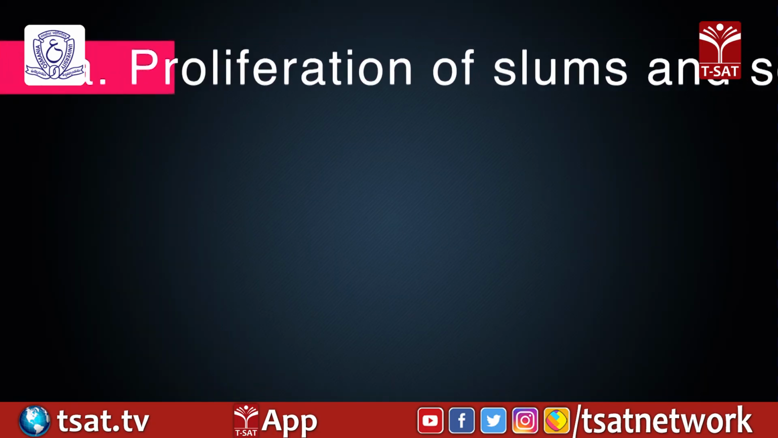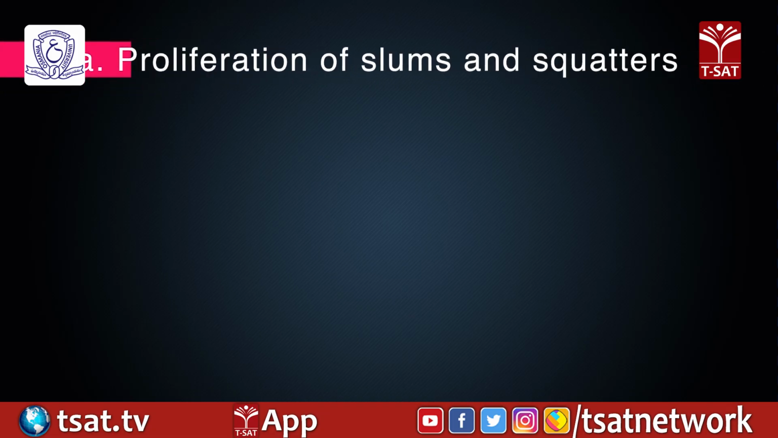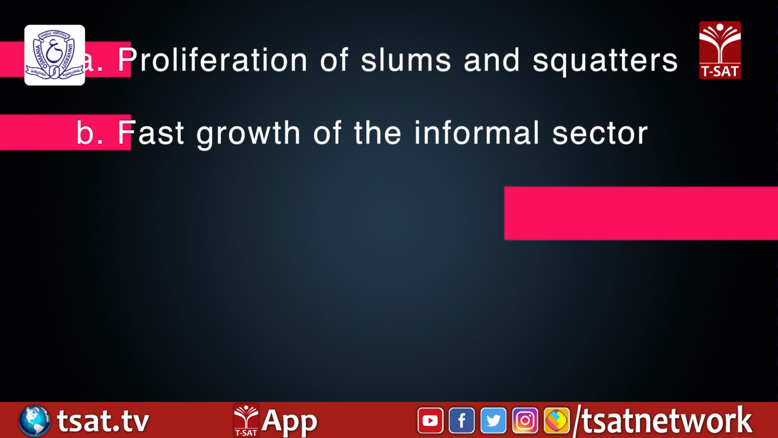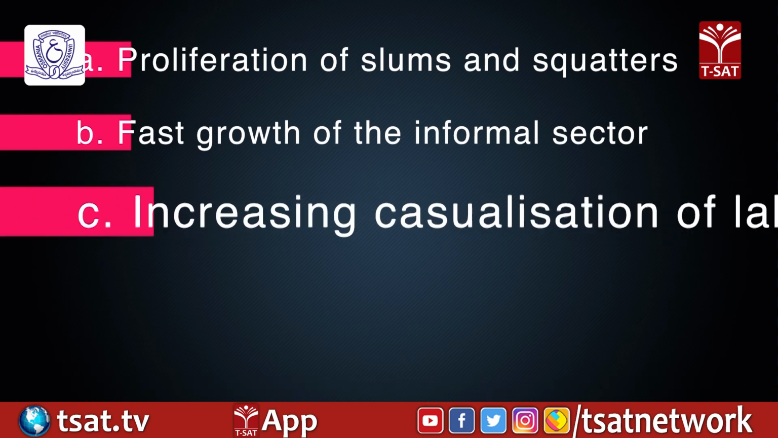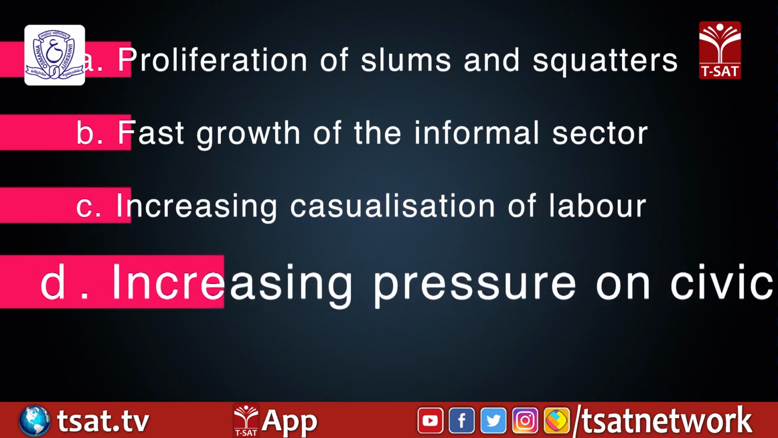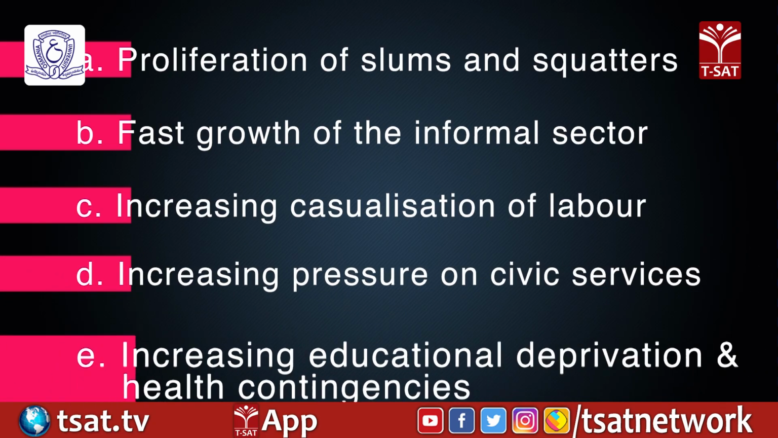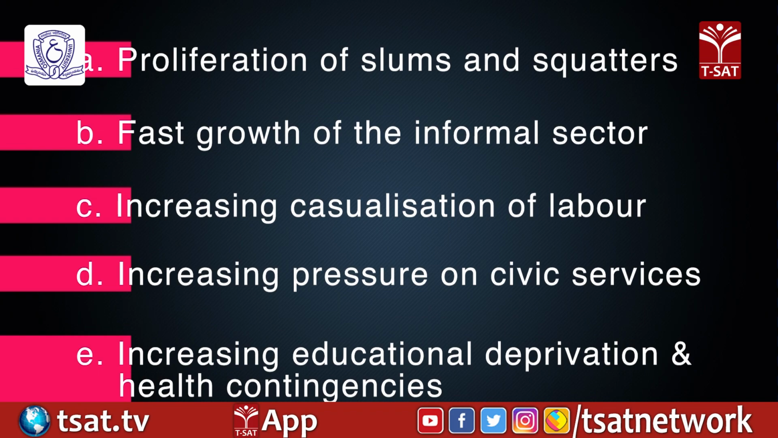Now, what is urban poverty? Urban poverty manifests itself in various forms, namely proliferation of slums and squatters, fast growth of the informal sector, increasing casualization of labor, increasing pressure on civic services, increasing educational deprivation and health contingencies.